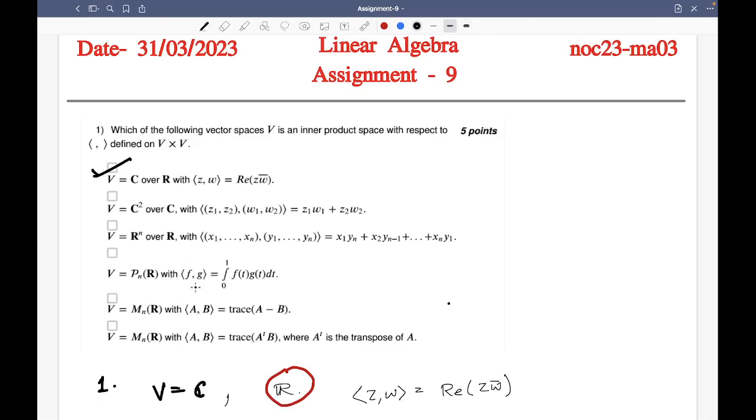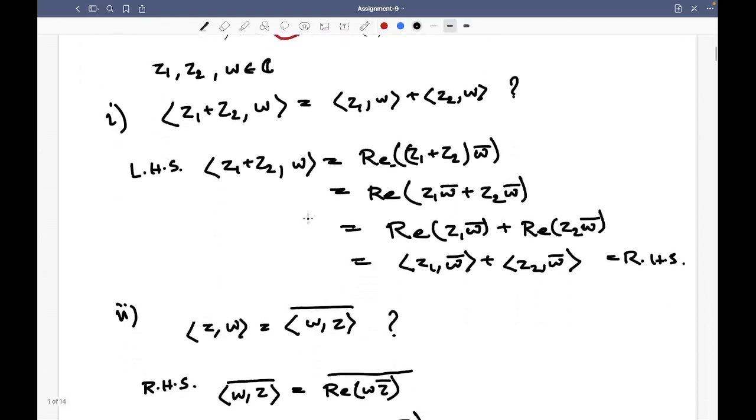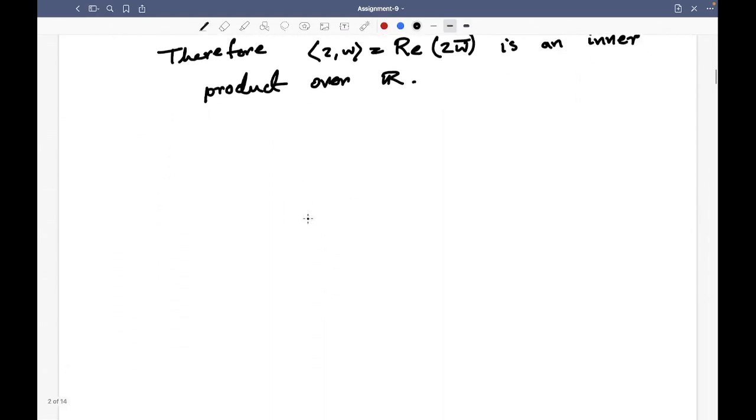Now let's check the next option. The vector space is C2 over C, and the inner product is defined as (Z1, Z2) with (W1, W2) equals Z1 W1 plus Z2 W2.